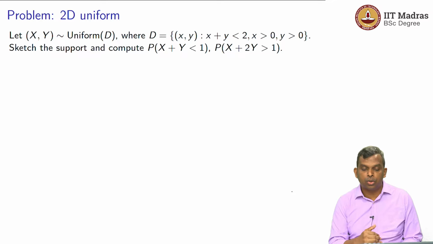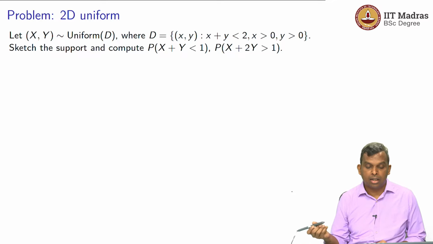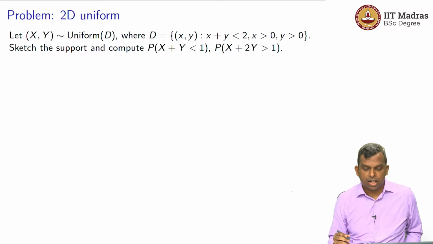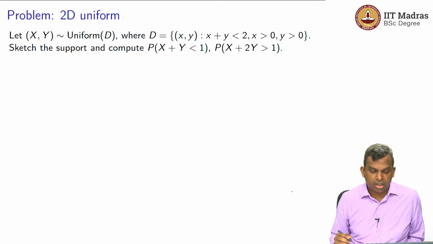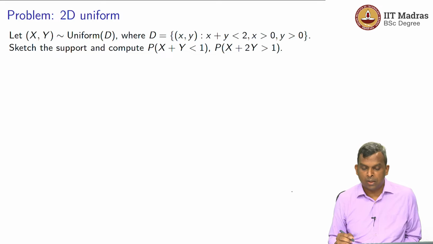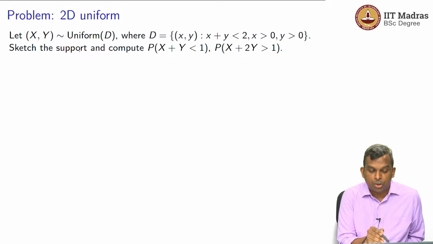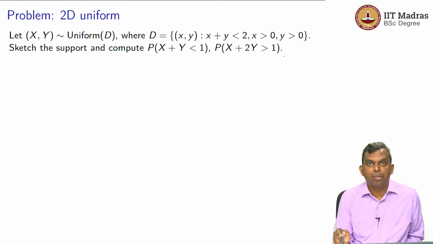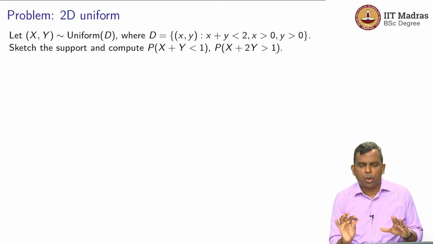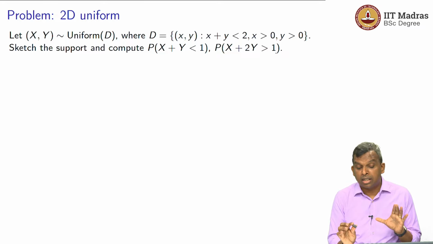Let's just quickly work through these problems, and that will conclude this lecture on continuous random variables, jointly continuous random variables. Okay, so here I've defined a more complicated looking region D, and I'm saying x and y are uniform in that. I want you to sketch the support and compute probabilities of two areas. Very basic problem, important skill to pick up. At least with uniform distributions, you should be able to pick up this skill.